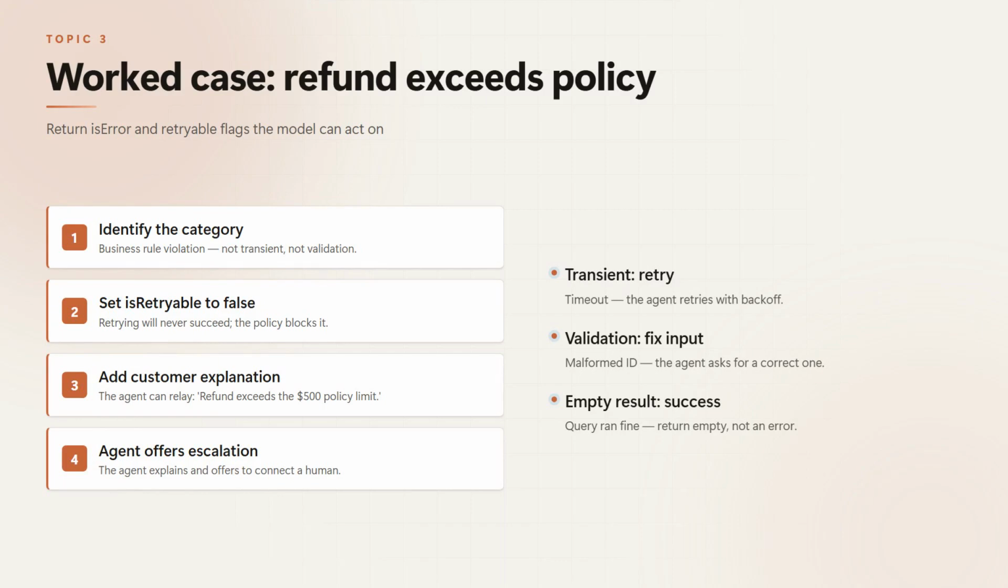The alternative would be to return a generic failure. If you did, the agent might retry, wasting time, or surface a raw error that confuses the user. The other cases follow the same pattern: transient gets a retry, validation asks for corrected input, and the empty result is success, not an error. The rest are on the page.